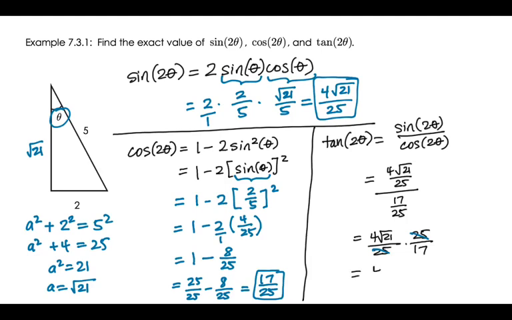That leaves me with 4√21/17. So like I said, there is a formula for tangent 2 theta. You can look it up in your book if you want to use it instead. But you may as well just use sine over cosine. All right. Okay, so that's the first thing we'll use our double angle formulas for.